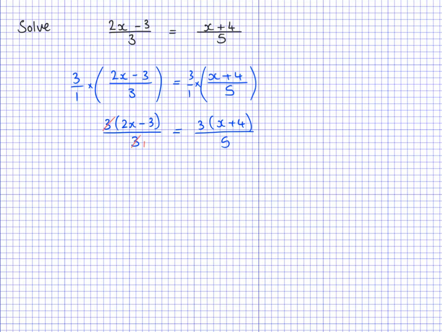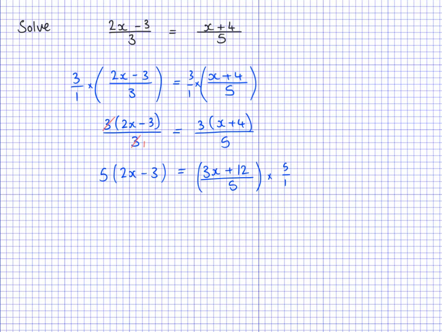So what I have on the left side is now 2x take away 3. This is equal to, on the right side, 3x plus 12 over 5, because I've multiplied out this bracket. So this time, I've got the 5 here, so I want to cancel this divide by 5. So I'm going to times by 5. So if I put brackets here and times by 5 over 1, and then here as well, timesing by 5 over 1 is really the same as timesing by 5. So I'm going to say times by 5 here. And then I work out what that is.